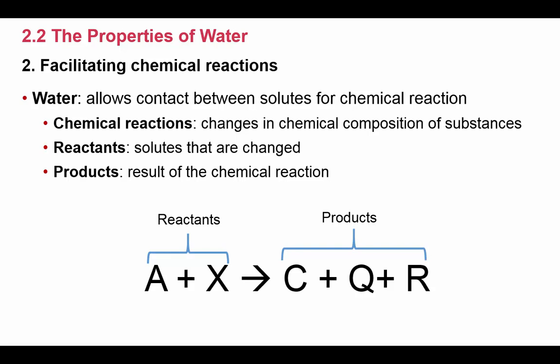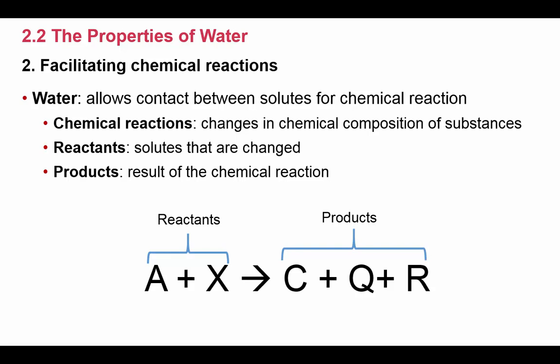Here we have reactants and products. If you look at that chemical formula there, that arrow means to yield or produce. So our reactants, A plus X, we're going to have a chemical reaction happen, and they will produce our products, C plus Q plus R. The reactants are always going to be on the left side of the arrow, and the products are always going to be on the right side of the arrow.